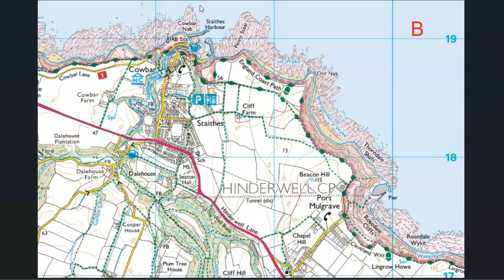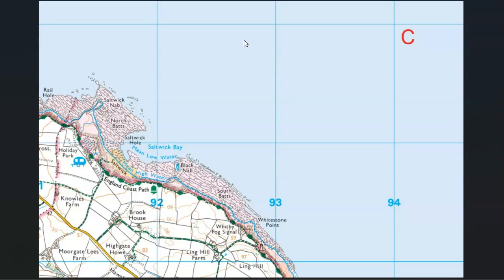If we look at map B, we have cliffs, but if you look at the way these cliffs are shown on the map, we've actually got contour lines going down the cliff, so those are less steep, more gradually angled cliffs, certainly these two. What about this one? Could we be on Old Nab looking across this bay here with some land sticking out to the right? Well, yeah, that's a possibility. May come back to that.